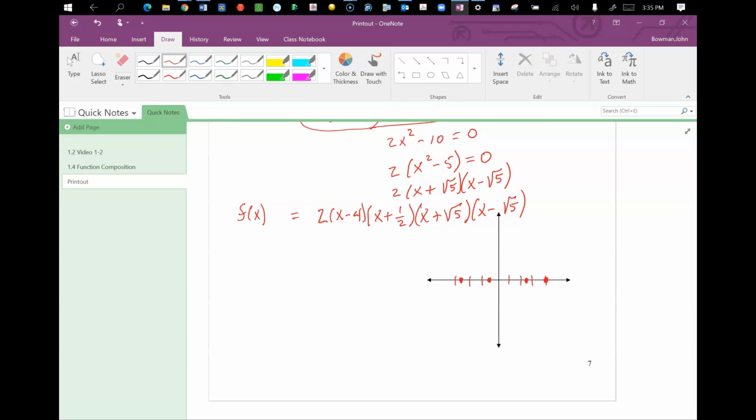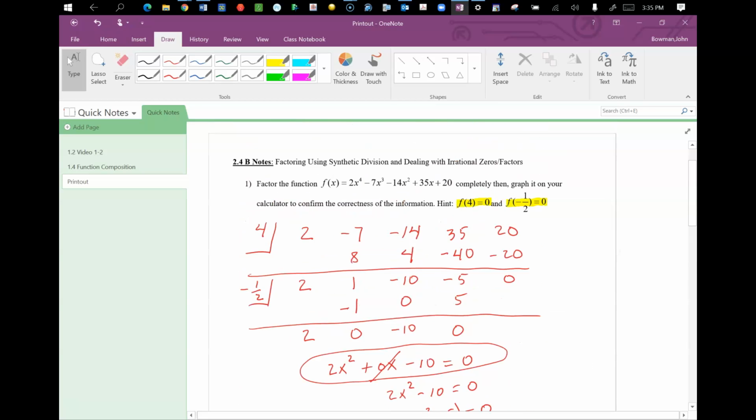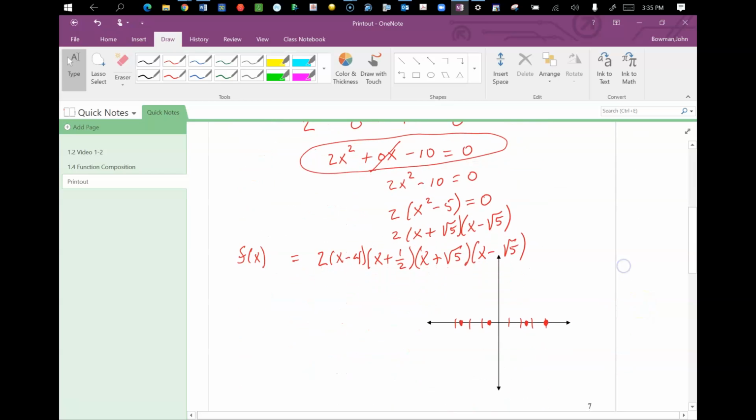Now, what else could we do? We could find the y-intercept. That's going to be easiest to do by going up to the top and plugging in x equals 0, and our y-intercept is positive 20. So way up here at 0, 20, we have a y-intercept.